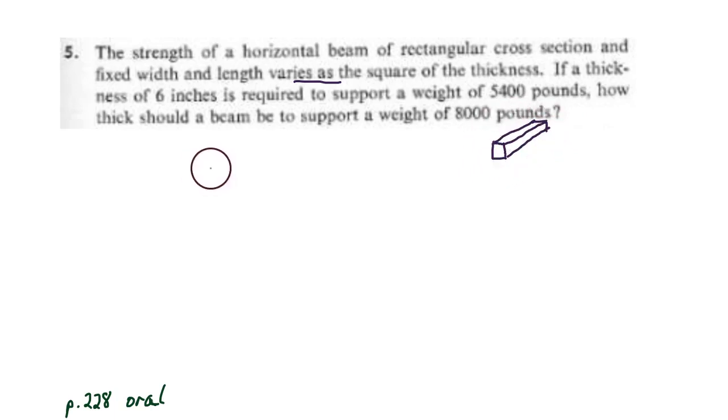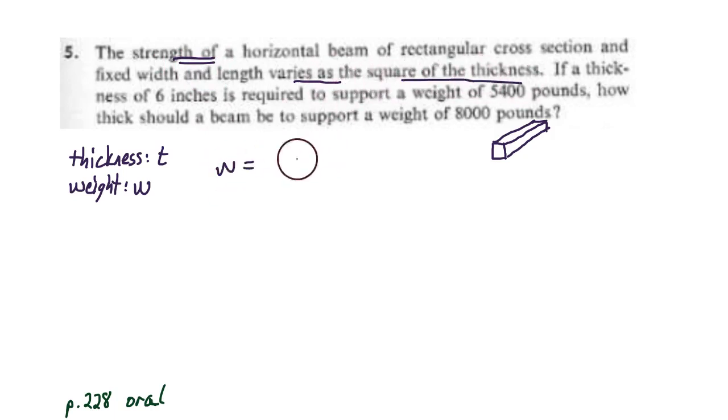There was a sentence in the paragraph that we can use to model the relationship between the thickness of the beam and how much weight it can support. So let's choose variables to represent that. Thickness, I'm going to choose the letter T, and then the weight that the beam can support, I'm going to choose the letter W. We're told that the strength of the beam, or another way to think of that, the weight that it can support, varies as the square of the thickness. So W equals m times T squared.